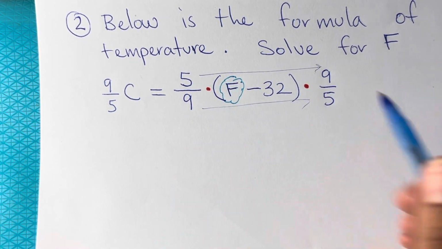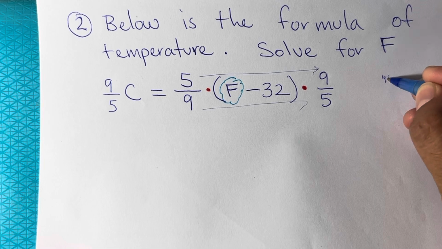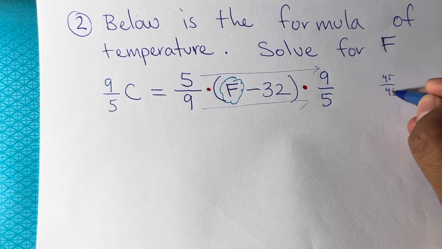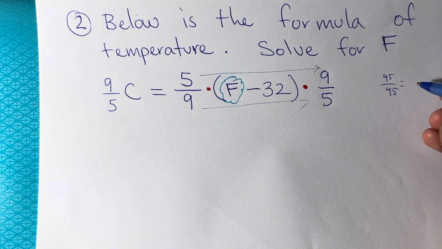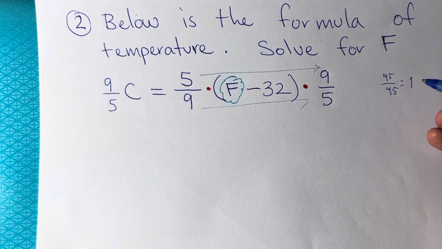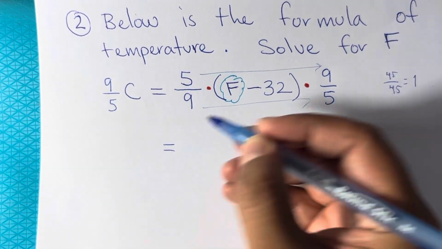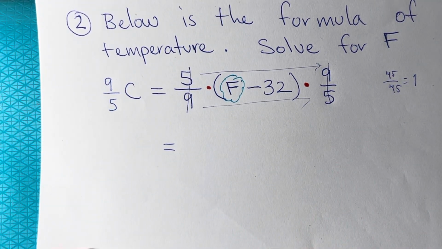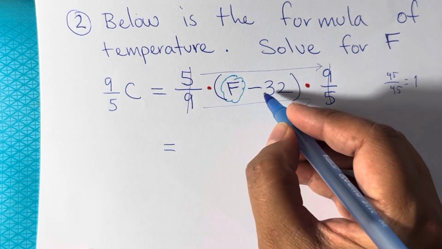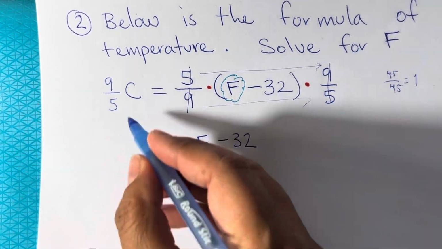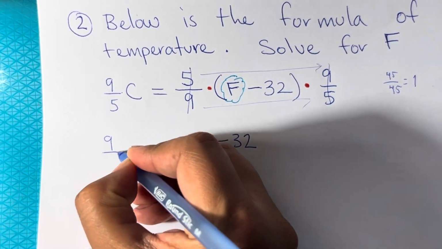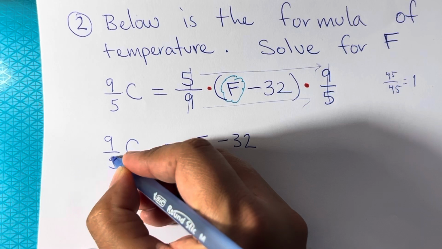In multiplication of fractions, remember that we multiply straight. So 5 times 9 gives me 45. 9 times 5 is also 45. And 45 divided by 45 is equal to 1, which is the coefficient that we want, right? However, we don't write it. It just means that they cancel just like we did in the previous one. What do we have left? F minus 32. And on the other side, just bring that down. This is multiplication, so it's just 9/5 of C.